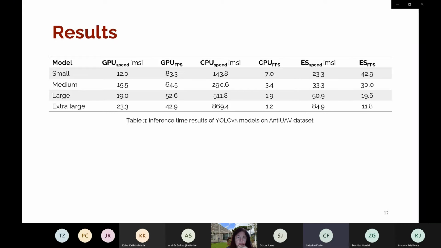In Table 3, we can see the inference time results for GPU, CPU, and embedded system. The results show that the YOLOv5 model provides sufficient speed for both the GPU and embedded system. Assuming limited power consumption for the deployment, the embedded system provides the best trade-off between speed and consumption. The results also show that CPU deployment is not suitable for such a task.